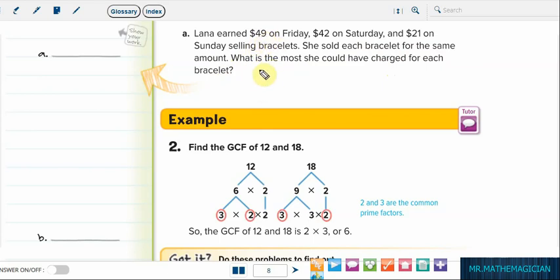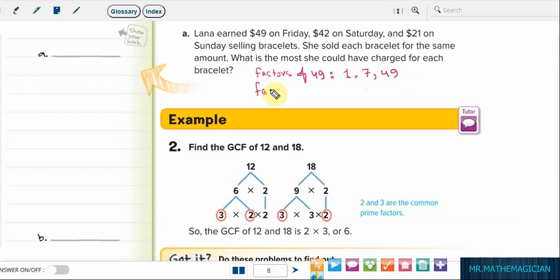So we take the 49, factors of 49, which are: we have 1 by 49 and 7 by 7. So 1, 7, and 49.